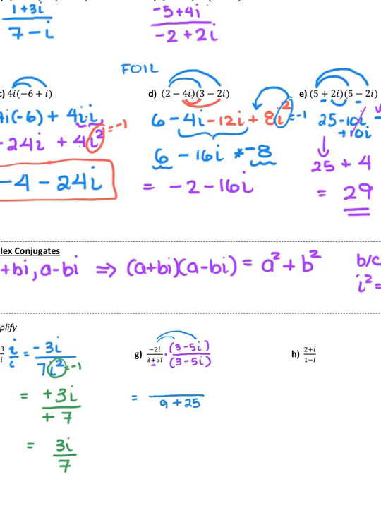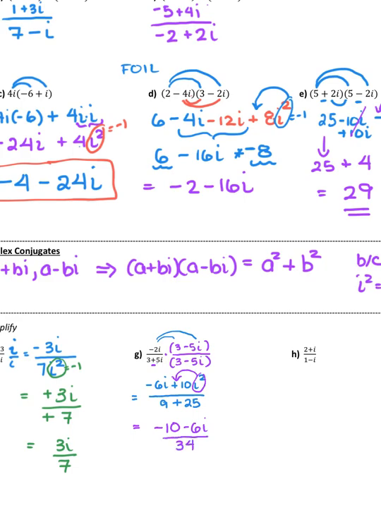Then on top, what do we have? 3 times -2i, which is -6i. And then -5 times -2 is +10i squared. So we can simplify that still. So this, remember, becomes -1, basically makes that negative. So that becomes a real number. So that's -10 minus 6i over 34.